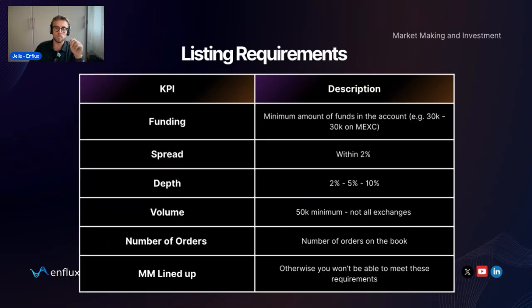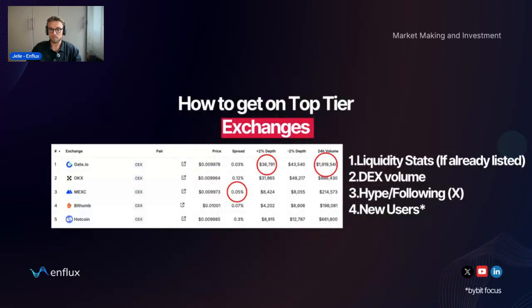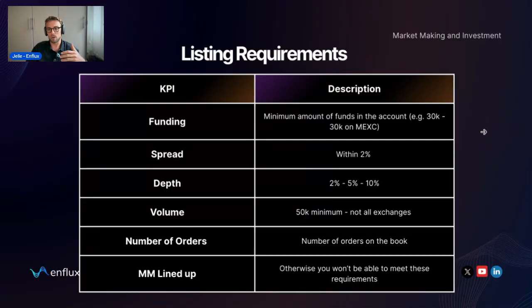The other thing they focus on is number of orders. So you need minimally on the sell side or buy side, let's say 30 orders on the book, and they monitor that, and your market maker is responsible for that. Lastly, you need a market maker lined up, otherwise you're not allowed to get listed. Simply because they know if you don't have a market maker, there's no way you're going to be able to meet those requirements, because liquidity doesn't come organically, and exchanges know that. So do keep in mind these things when you consider a listing, and when you sign an agreement, most of these KPIs are actually in there.